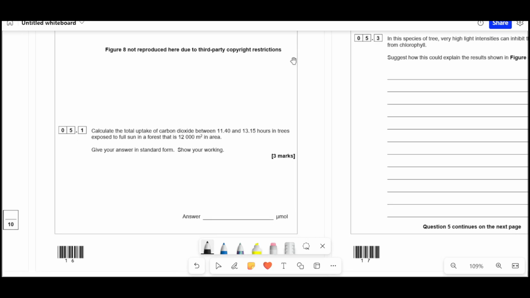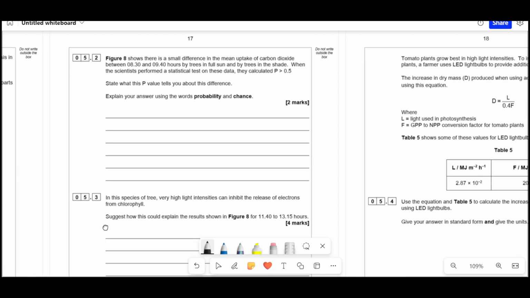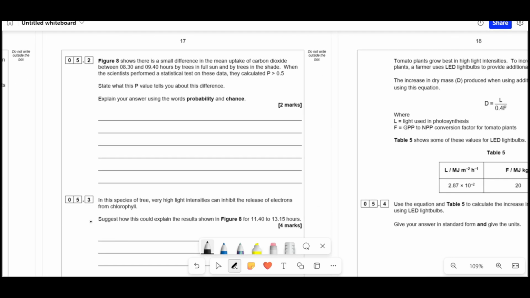So I can't really do any of this, but I could probably give you an indication of what it might have done. So I'm presuming there's a bunch of units to muck about, and it's probably something like micromoles per meter squared. So you probably have to do something like that to get rid of the units to make it micromoles. Figure 8 shows that there's a small difference in the mean uptake of CO2 between 8:30 and 9:40 hours by the trees in full sun and by the trees in the shade. When the scientists performed a statistical test on this data, they got p to be greater than 0.5. State what this p value says.